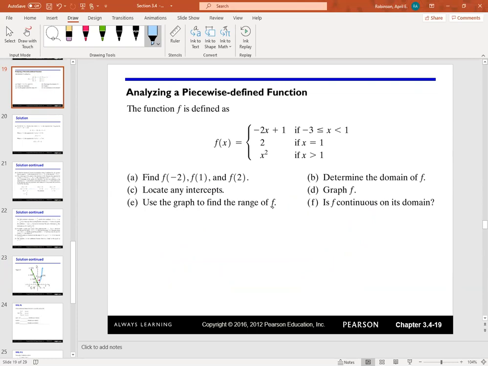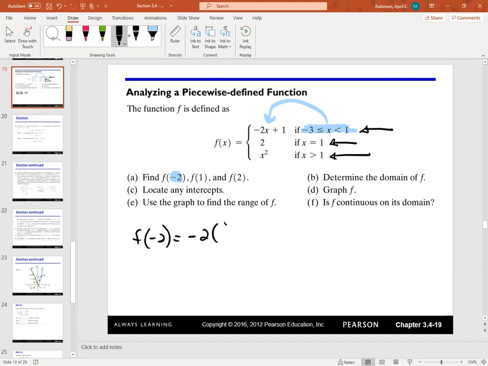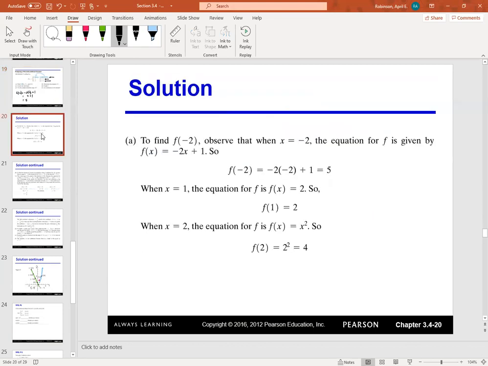So when they say F of negative 2, I need to find where would negative 2 be located? Would it be here, here, or here? Well, negative 2 is between negative 3 and 1. So I'm going to have to use this function. So I'm going to calculate F of negative 2 equaling negative 2 times negative 2 plus 1. I would substitute it into this function right here. And then negative 2 times negative 2 is positive 4, and positive 4 plus 1 is 5. And I think that's what they show in this next slide. Yep, there it is. F of negative 2 equals negative 2 times negative 2 plus 1, which is 5. So that was the first one.